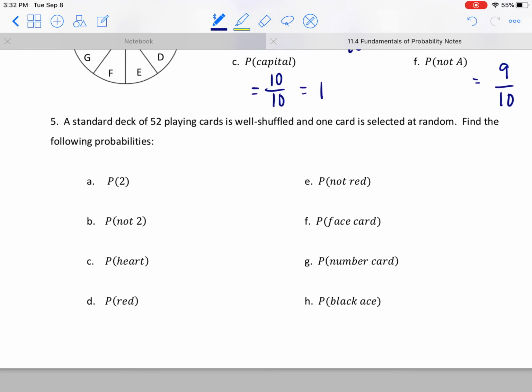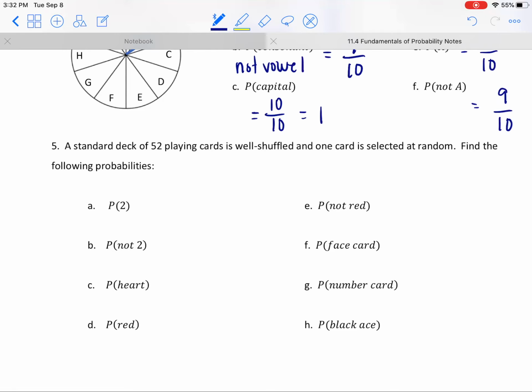Now, this last one, what we're looking at is a standard deck of playing cards. And if you didn't get a chance, right before the notes for this particular topic, I posted a picture of a standard deck of playing cards. 52 cards in the deck, where half are red, half are black.